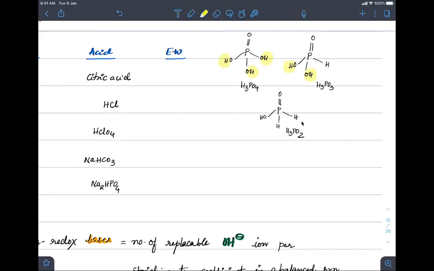Similarly, when it comes to H3PO2, only this hydrogen is acidic, which means the maximum hydrogens H3PO4 can lose is 3, while the maximum hydrogens H3PO3 can lose is only 2.